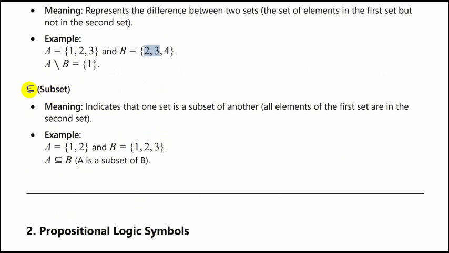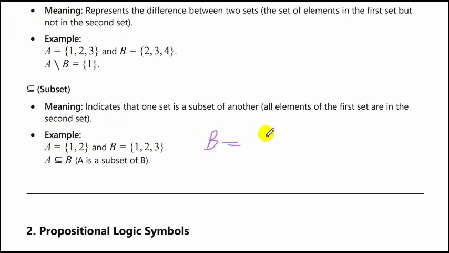This is the subset symbol. It indicates that one set is a subset of another. That is, all elements of the first set are in the second set. Example, A is a subset of B, which means B has both 1 and 2 in them. Therefore, A automatically also becomes a subset. This can be also written like this.